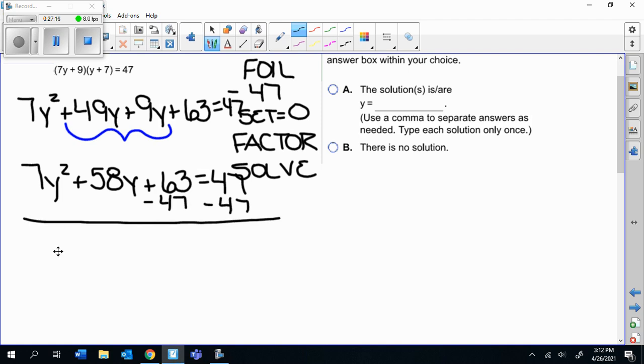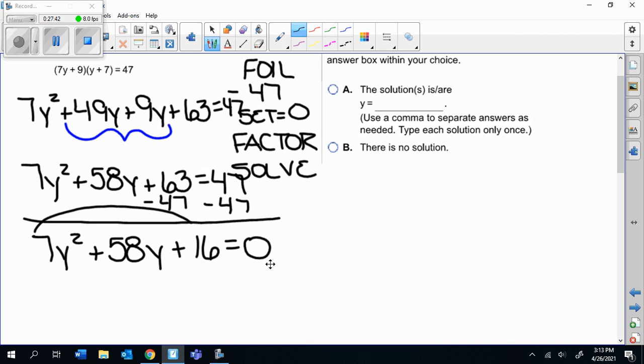Bring that 47 over, 7y squared plus 58y plus 63, take away 47. I want to say is 16. Let me check it. 63 minus 47 is 16. 7 times 16 is 112. So 7y squared plus 58y plus 112 equals 0.